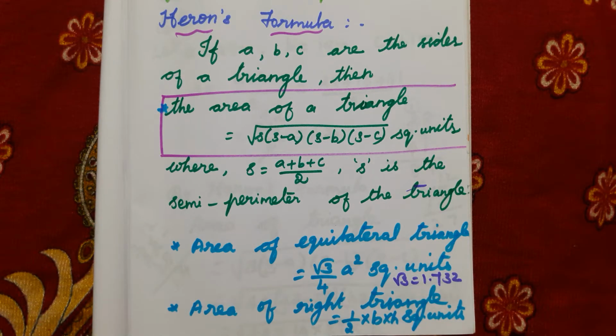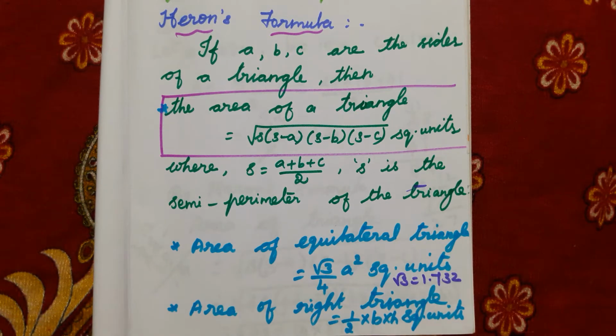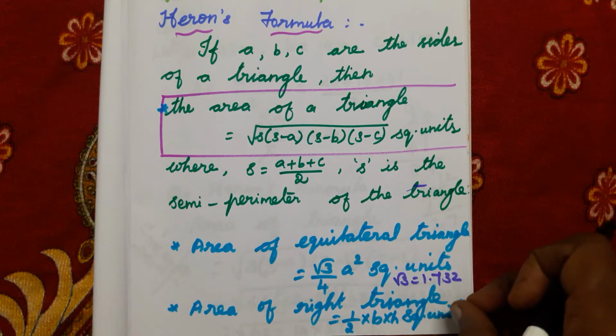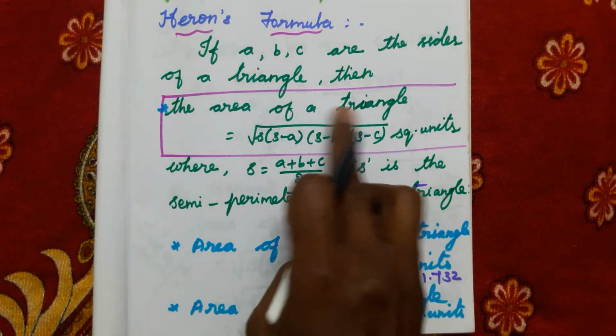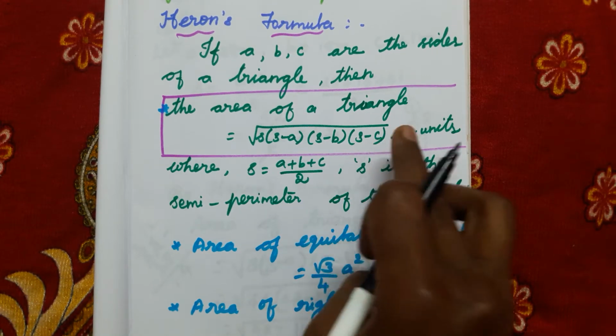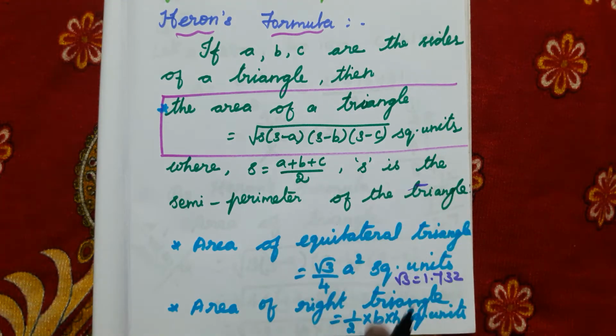Next, area of right triangle. Area of right triangle is equal to half into base into height square units. Here also you can use the formula root of S into S minus A into S minus B into S minus C square units. If you are using this formula, we will get the same answer. Have you all understood this?